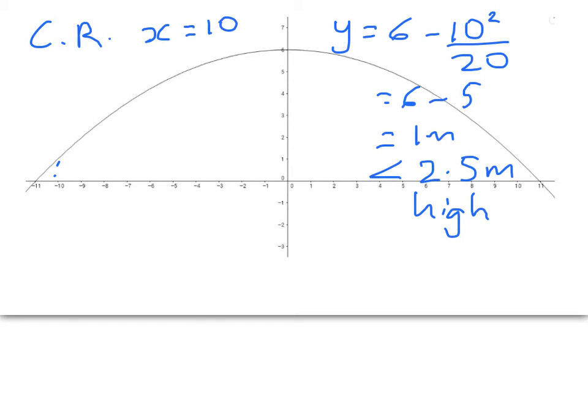The last thing we have to check is the width of the pool cover. And you can see on the GeoGebra that we're going to be pretty close to our limit. The maximum width is 22 metres. So how can we check that exactly?